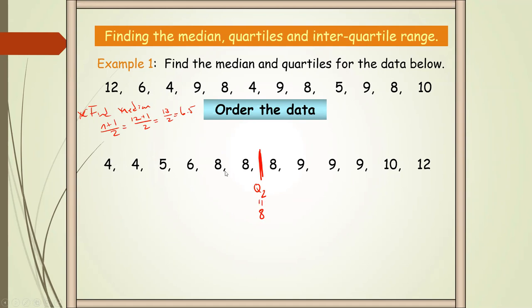Can anybody eyeball it and look at it? 5.5. Yep. Thank you. It's real easy. It's right here. It falls between 5 and 6. So that means the first quartile is the number 5.5.